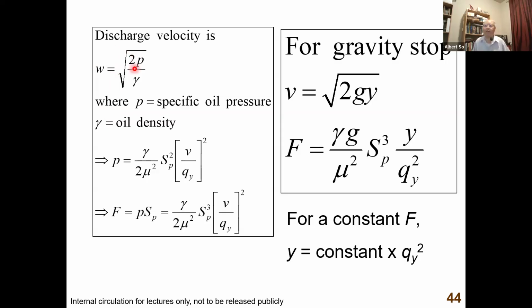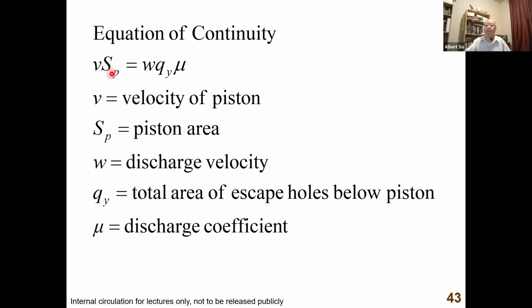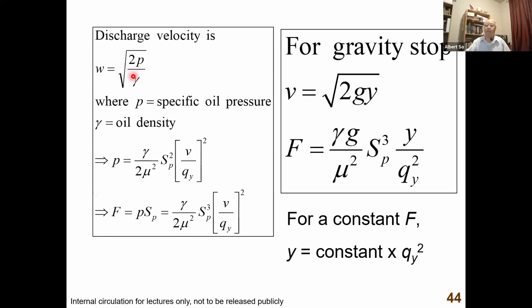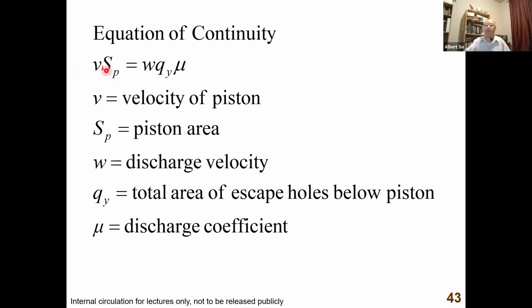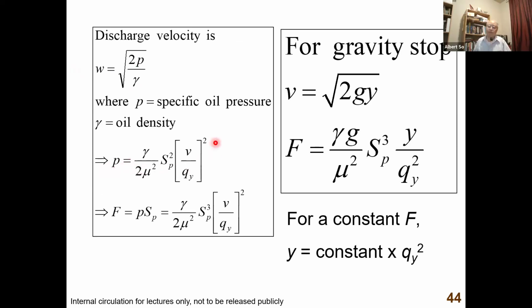Go back to the Bernoulli formula that you learned in year 1, basic fluid mechanics. And what is the pressure? You get the pressure from here. You relate this formula and this formula together, and then you have the pressure related to the speed. The force F is equal to the pressure times the area of the piston, so this is equal to this one.